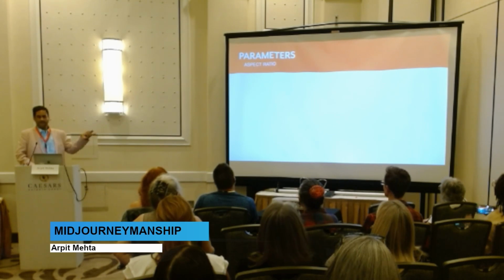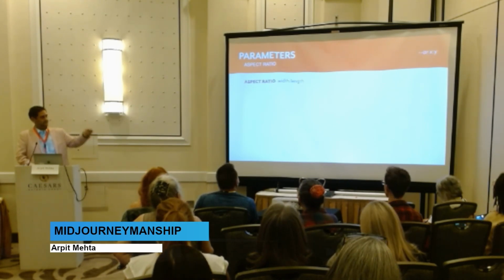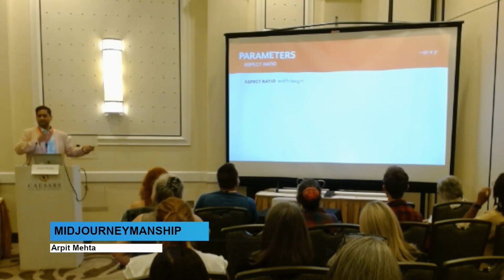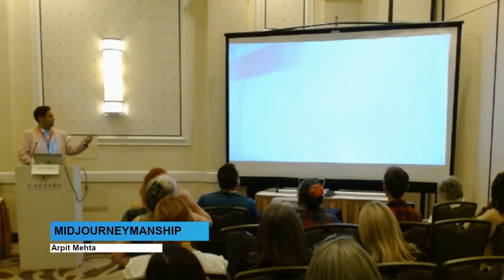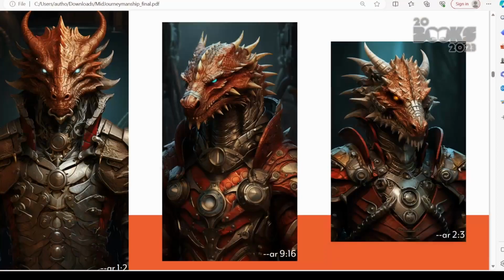Aspect ratio. Like I said, I use 2 by 3, so it's width by length, and there's the parameter that you'll put at the end of the prompt, so handy reference. For the same prompt, this is a 1 by 2, 9 by 16, and then again 2 by 3. And let's see here. Okay.